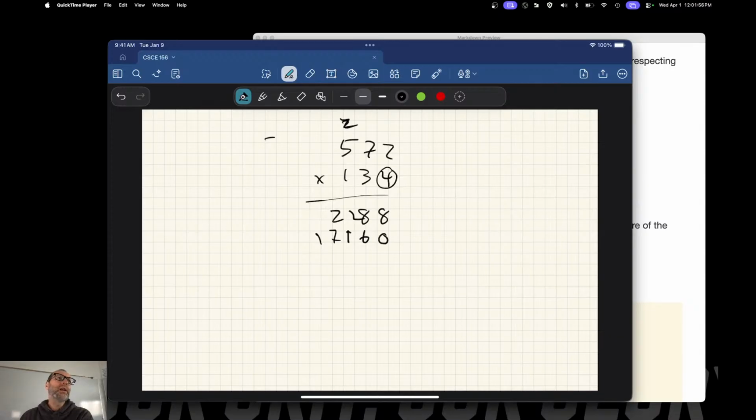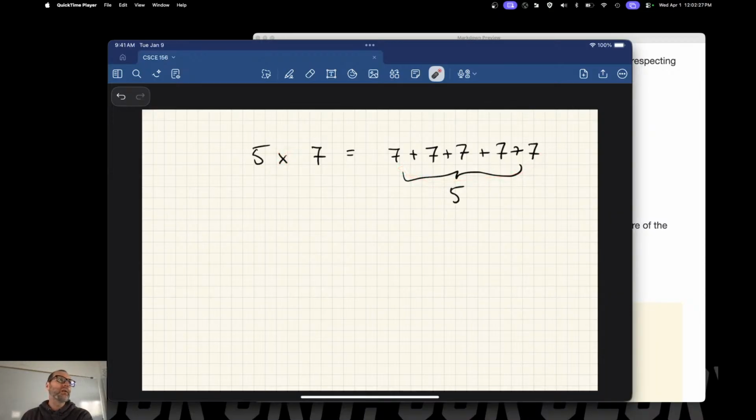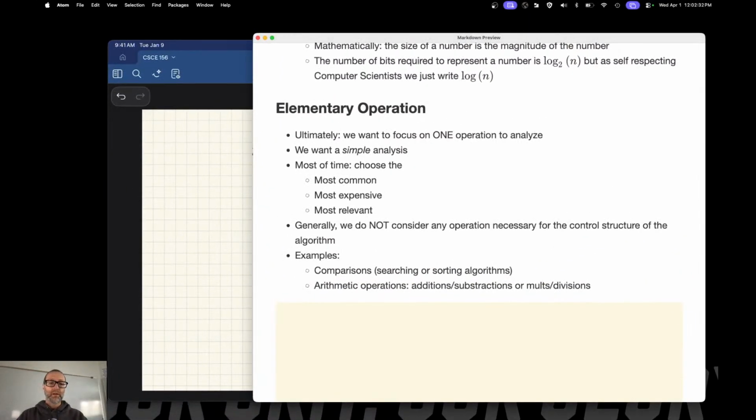Multiplication is what's called iterated addition, right? You'd end up doing 1 multiplication, 2 multiplications, 3 multiplications, and then at the end, you would add them all up. Or another way of looking at this would be 5 times 7, that's equal to 7 plus 7 plus 7 plus 7 plus 7, 5 times, right? So to do a multiplication, you just do a bunch of iterated addition. So it's way more expensive to do divisions and multiplications.